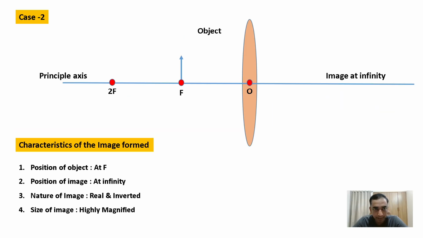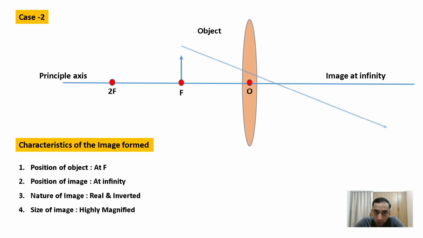Let's move on to the second case. Here I am going to put the object at F. Now, slightly, what I am going to do is push the object backwards, and finally I'm going to take the object to infinity. So the object is slightly going to go backwards, and finally the object is at infinity.